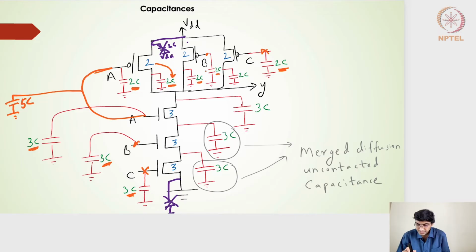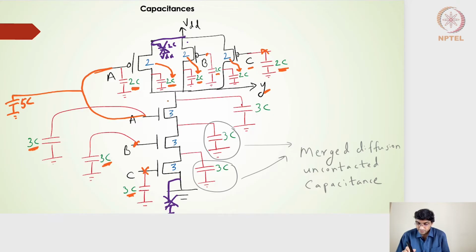There is one more 2C coming from the B transistor. 2 is the width, so I will have the 2C capacitance here. And then the C transistor will give me one more 2C capacitance, because its scaling is 2. Overall, the pull-up side is contributing 2C plus 2C plus 2C, which is 6C capacitance connected to the output node, because all these drain terminals of A, B, C are connected to the output node terminal Y.